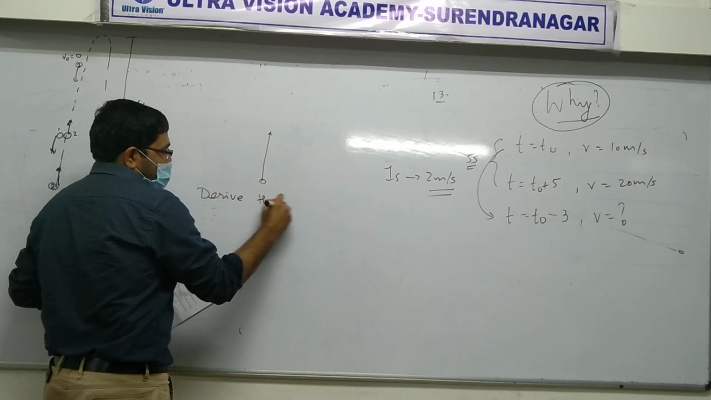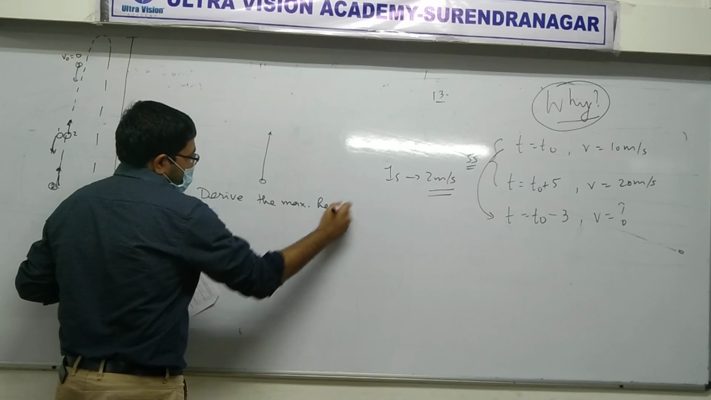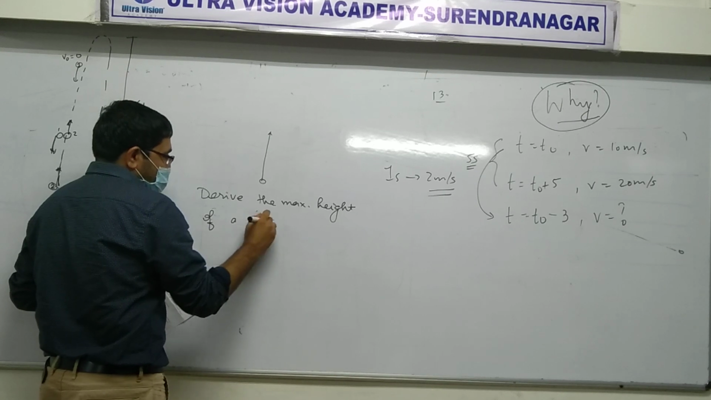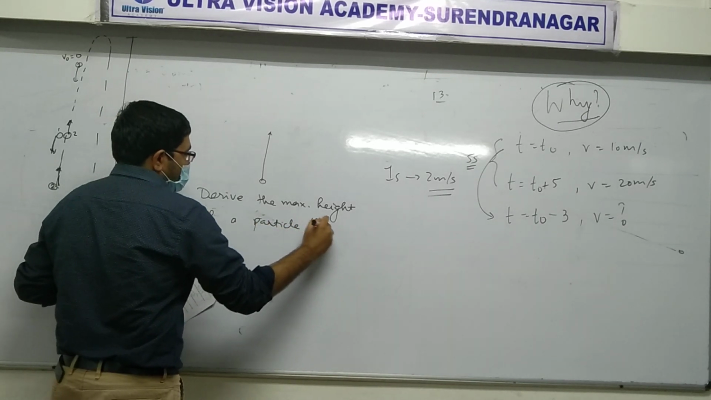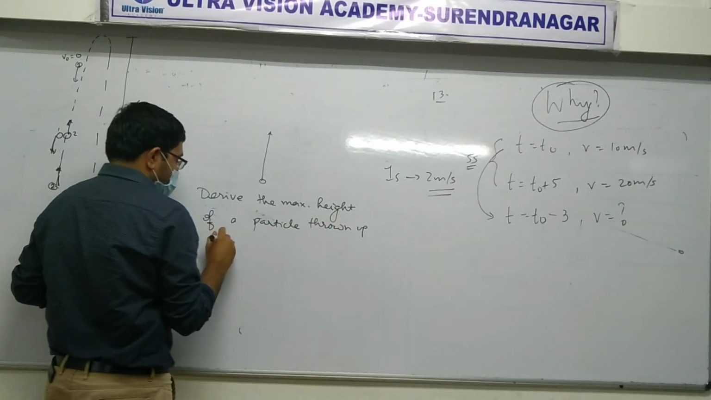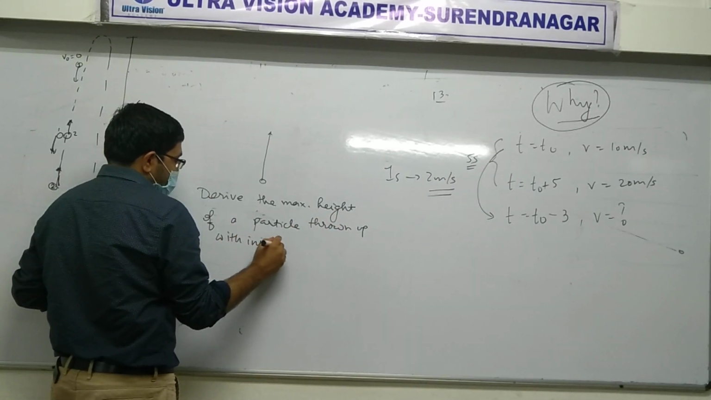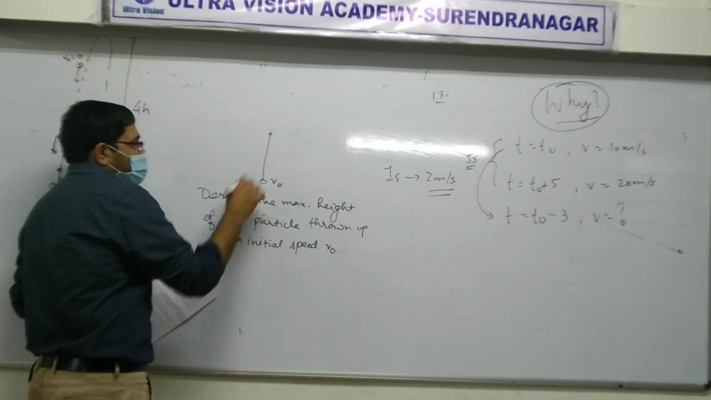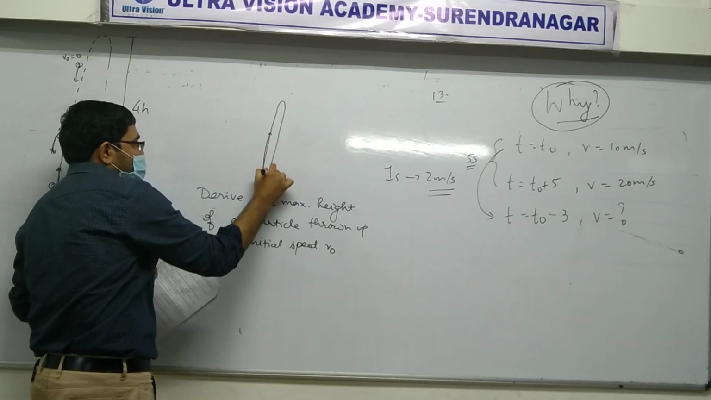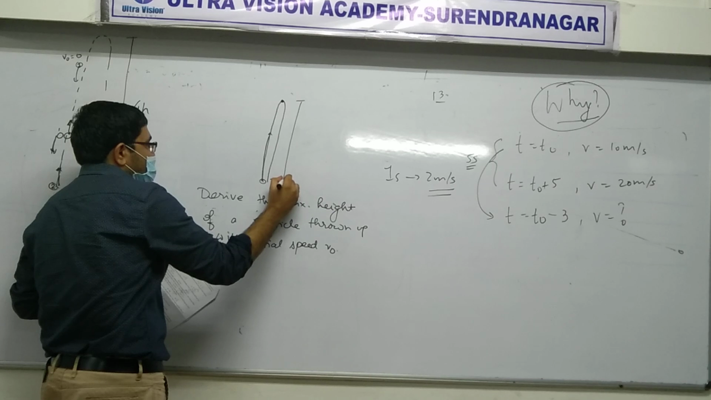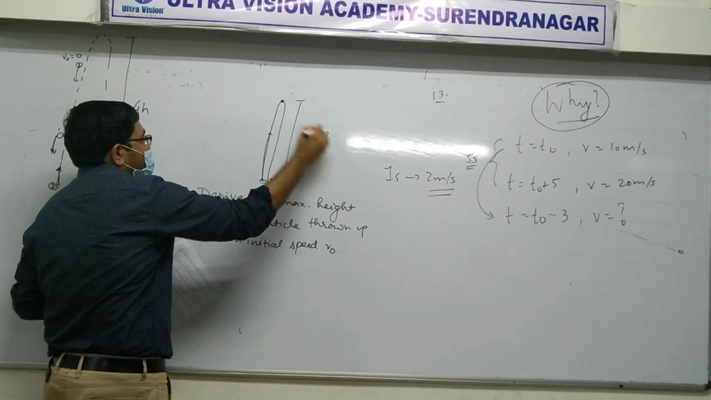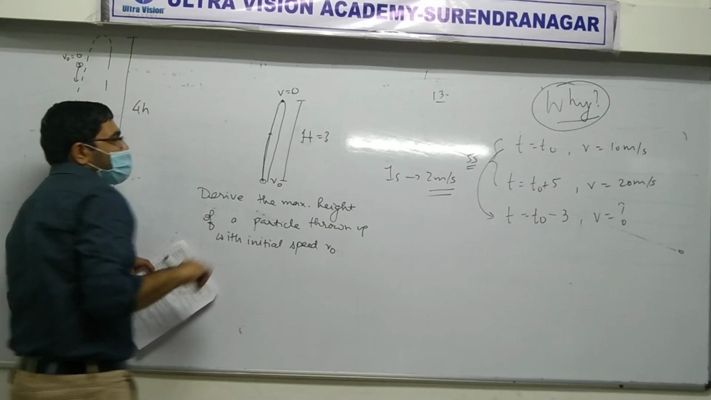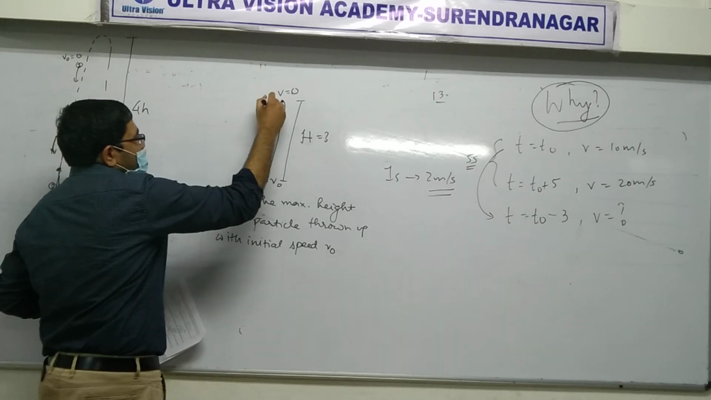Derive the maximum height of a stone or a ball or a particle thrown up with initial speed v0. So if you throw it up with initial speed v0, we have to find up to what height it will go, meaning the maximum height. The maximum height is capital H. This is the question. What is the velocity here? 0. Sure? Yes. Okay, so let's say this is point A and this is point B.